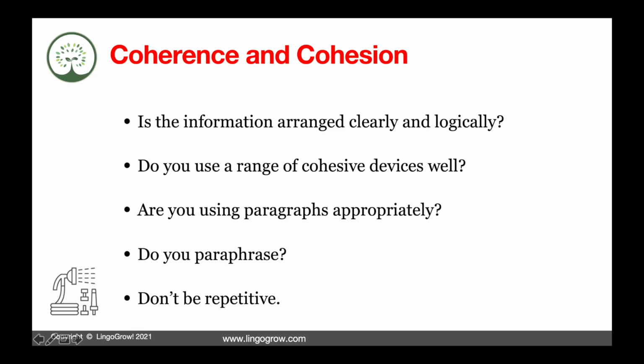In coherence and cohesion, it's talking about how well things are arranged, right? Is the information arranged clearly and logically? Do you use a range of cohesive devices well? Cohesive devices are words like next, finally, however. These words we start sentences with. We need to know a lot of these to make things go smoothly from sentence to sentence. If I don't use those, then my sentence moves awkwardly from one to the next. That lacks cohesion. So I need to use cohesive devices.